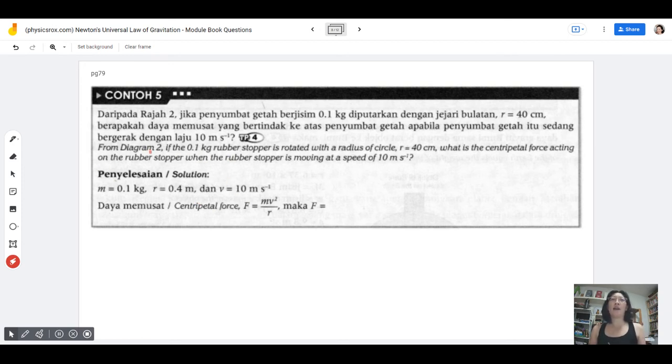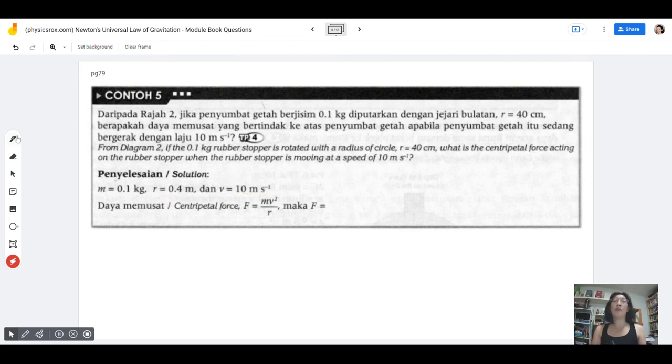So we have from diagram 2, it's in the book, right? We have a 0.1 kilogram rubber stopper rotating with a radius of a circle of 40 centimeters, and you want to calculate the centripetal force when the rubber stopper is moving at a speed of 10 meters per second. So the mass of the stopper is 0.1 kilograms, radius is 40 cm, or as you know, you must convert it to meters, 0.4 meters, and its speed is 10 meters per second.